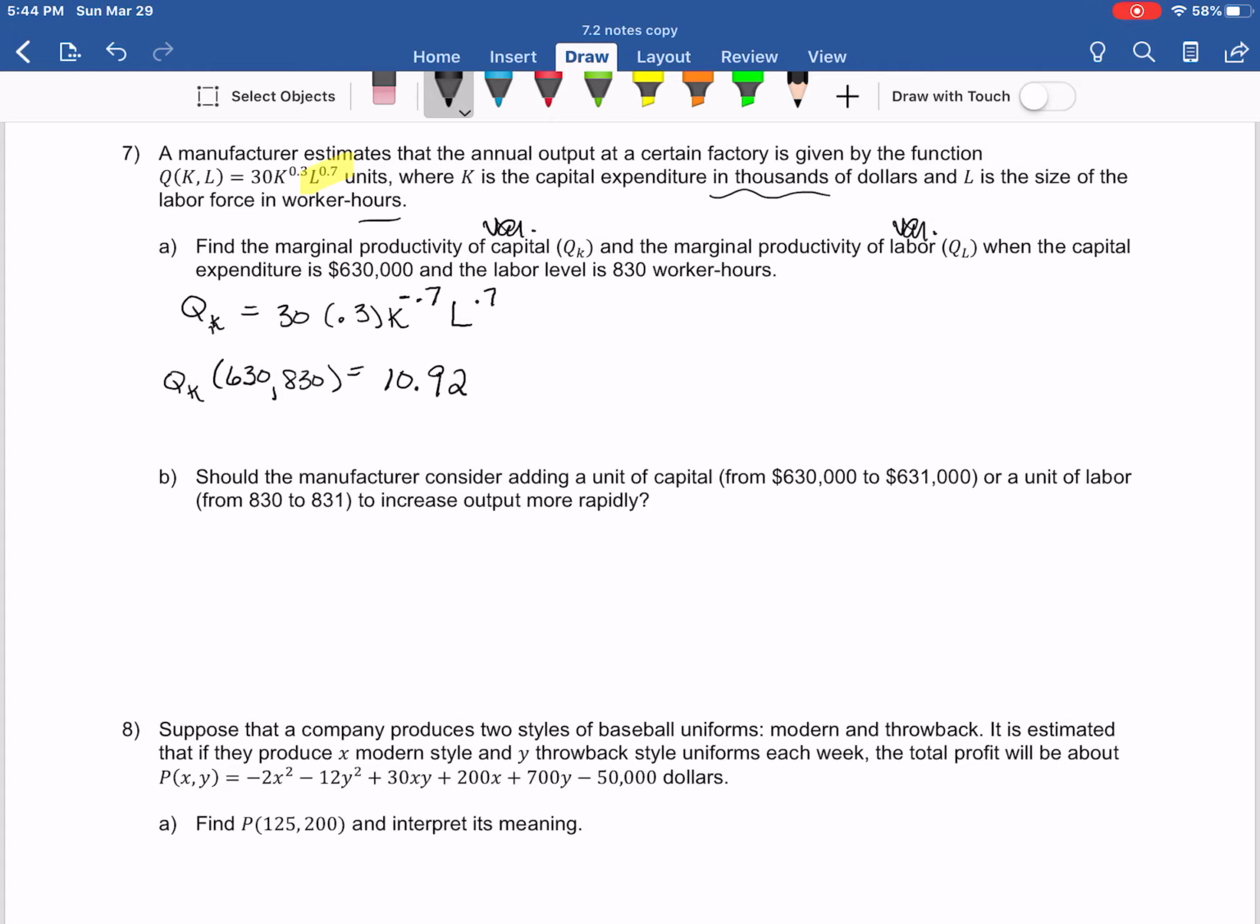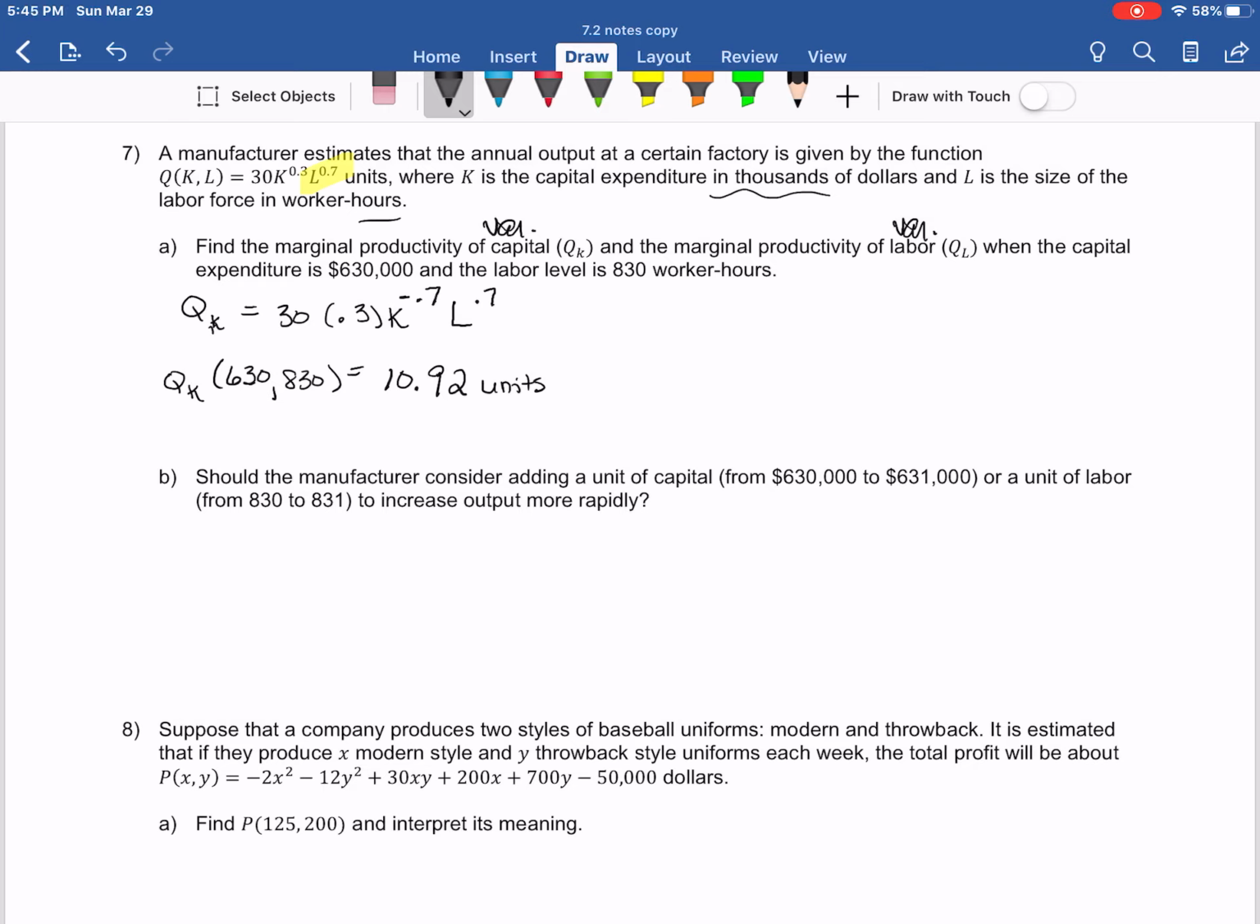And what are we in? Units. Okay. So that's the change in the productivity. When the variable K is changing, it'll go up by 1 unit. From 630, it would go up to 631. With that change, your productivity would increase by 10.92 units.